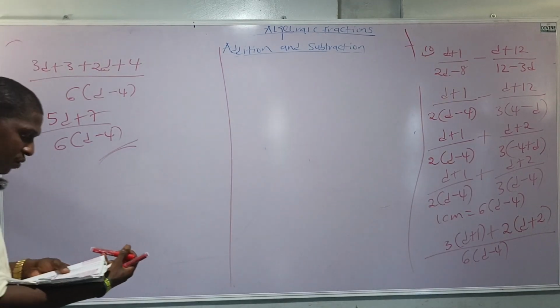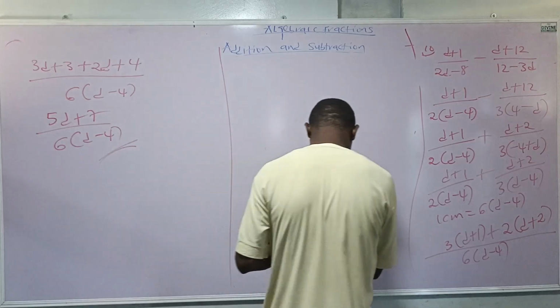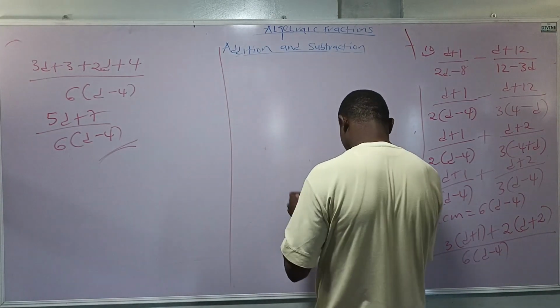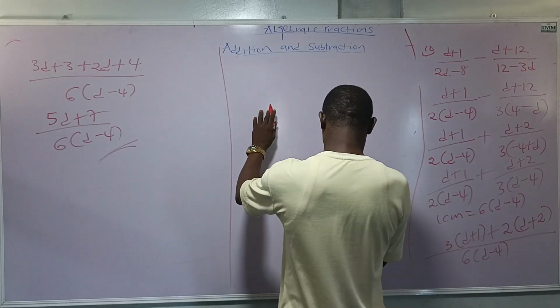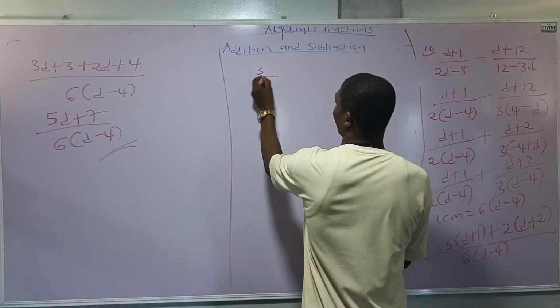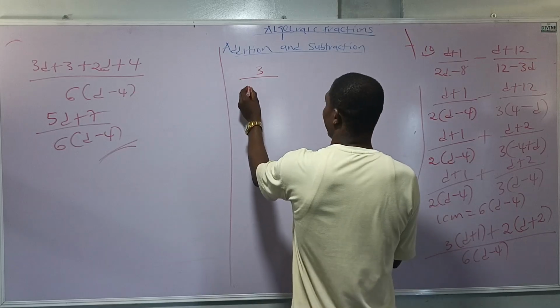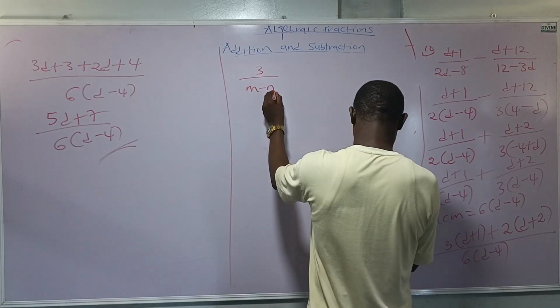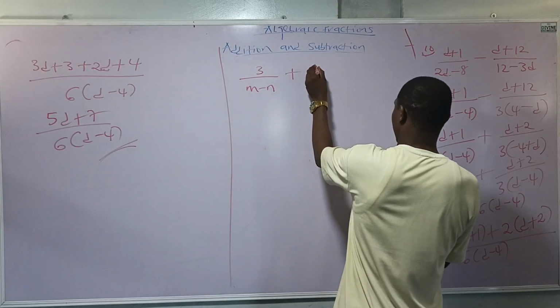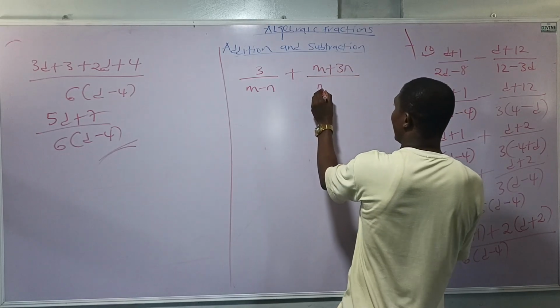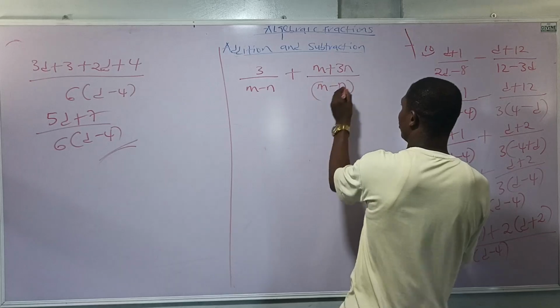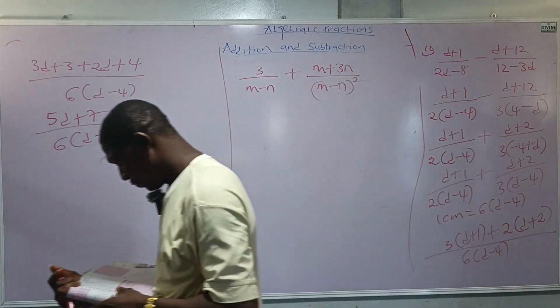Our next question is, let me see, 3 all over m minus n plus m plus 3n all over m minus n raised to power 2.